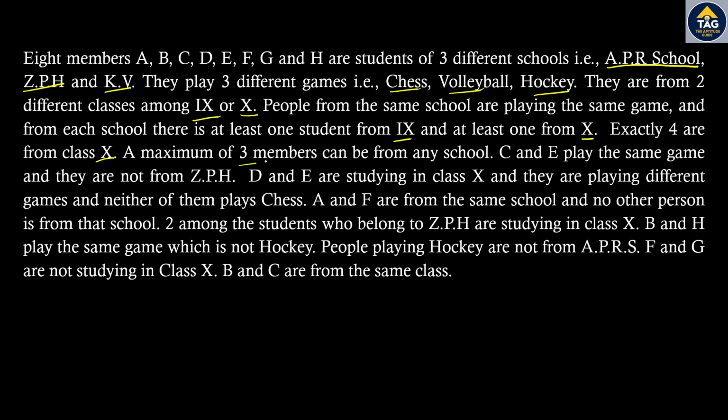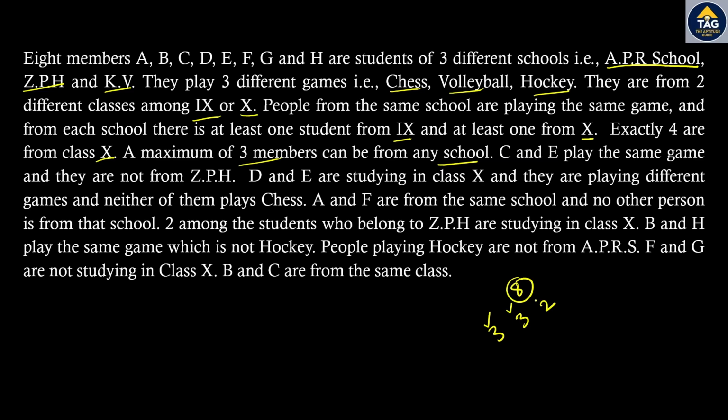A maximum of 3 members can be from any school, which means that at any given school at random, not more than 3 members will be observed in that school. So 3 being the maximum. Now let's understand this. We have 8 members in total, 3 being the maximum. So if you distribute 8 members among those 3 schools, the distribution should take place this way: 3, 3 and 2, which means that from one of the schools across these 3, there should be 3 members studying, and in the second school, you will find 3 members.